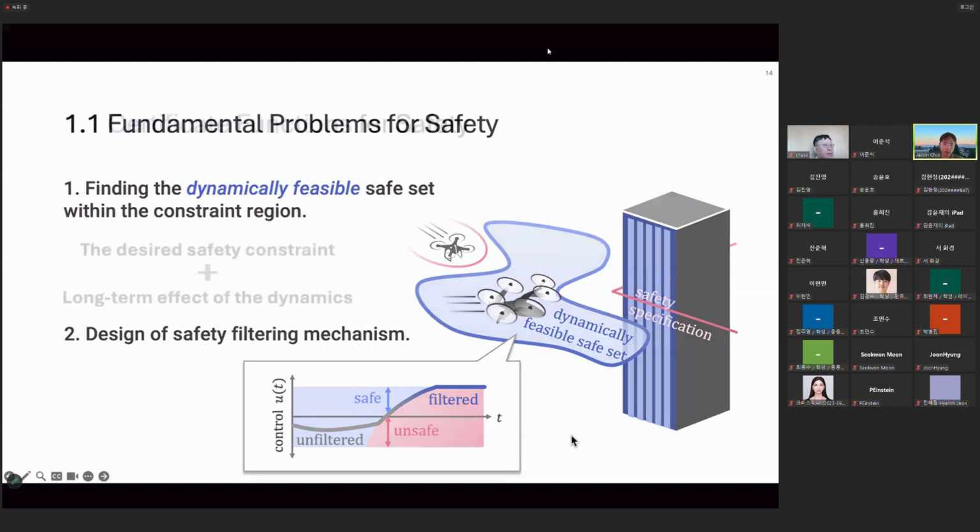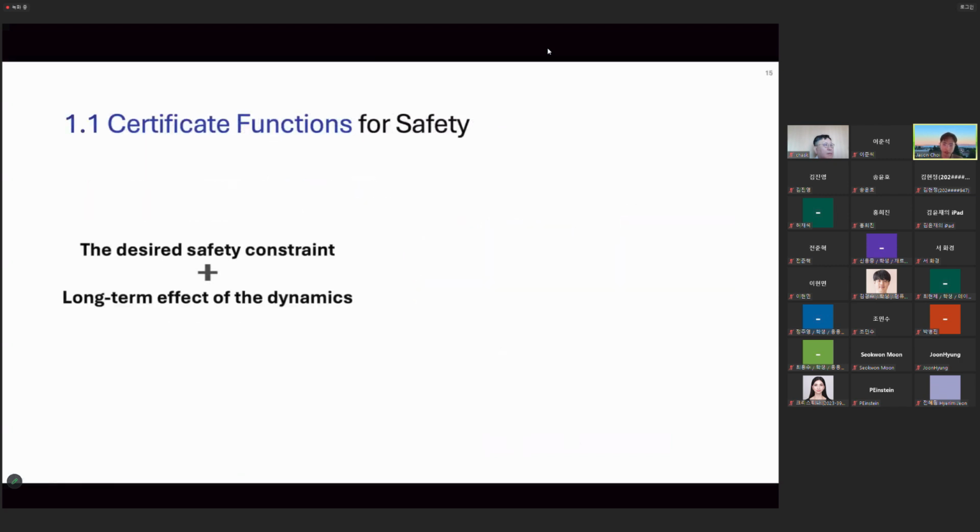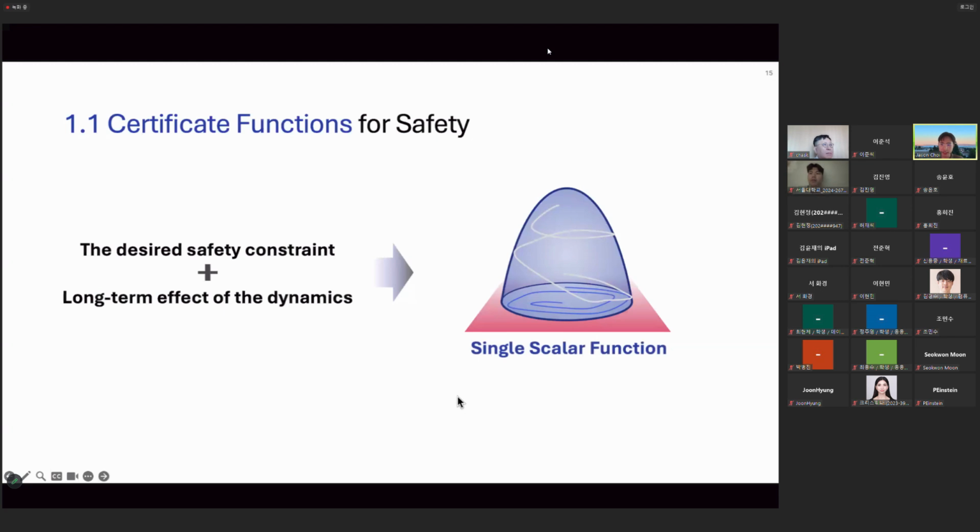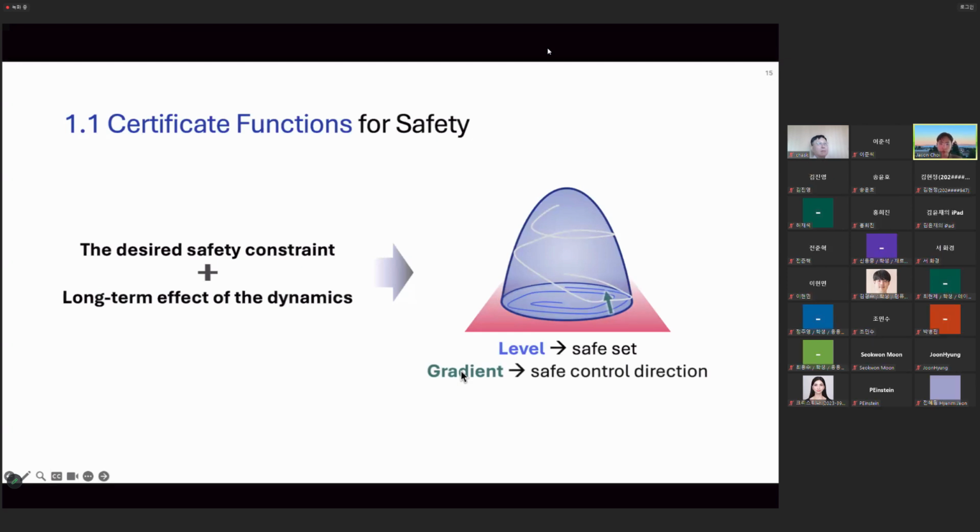To solve this problem, there's a concept called certificate functions for safety. Certificate functions combine the desired safety constraint information with the reasoning of the long-term effect of the dynamics, and combine them into a single scalar function whose zero level set represents the dynamically feasible safe set. And its gradient can be used to evaluate whether a control action is safe or not. So if we can design such a scalar certificate function, then we can use it both to represent our safe set and also to evaluate our safe control input. This is why this concept is really powerful.